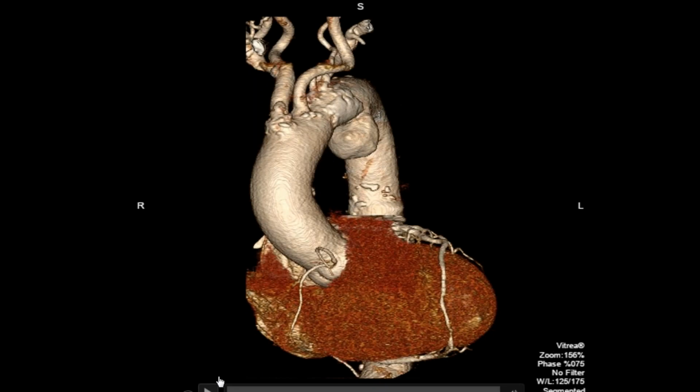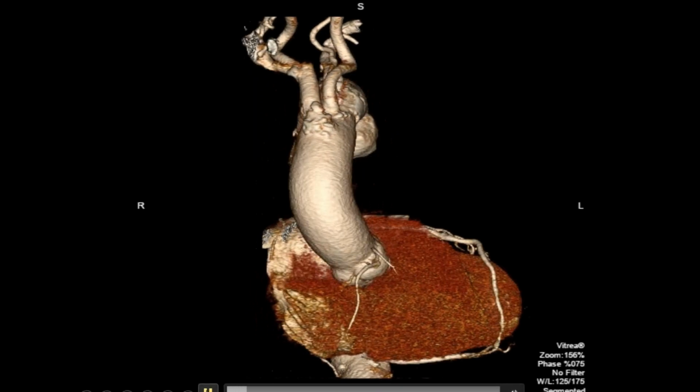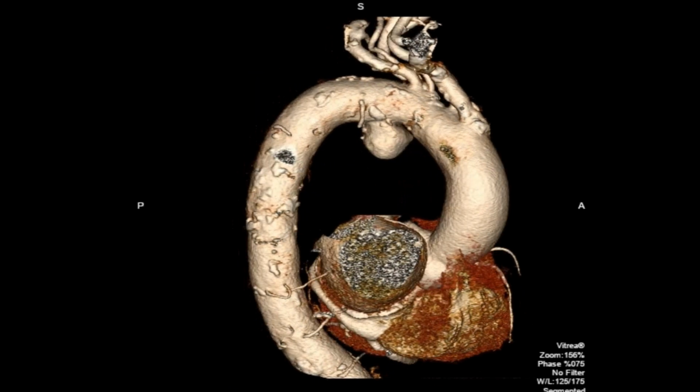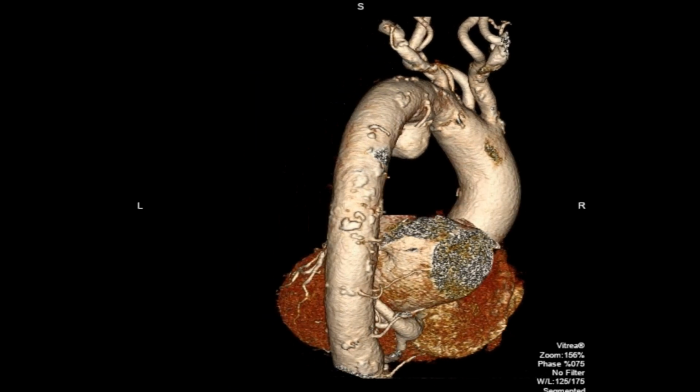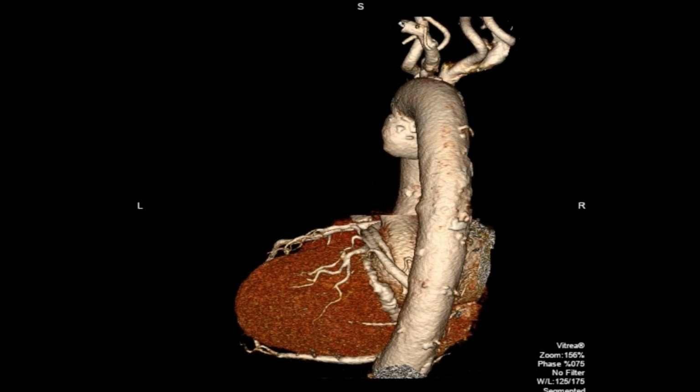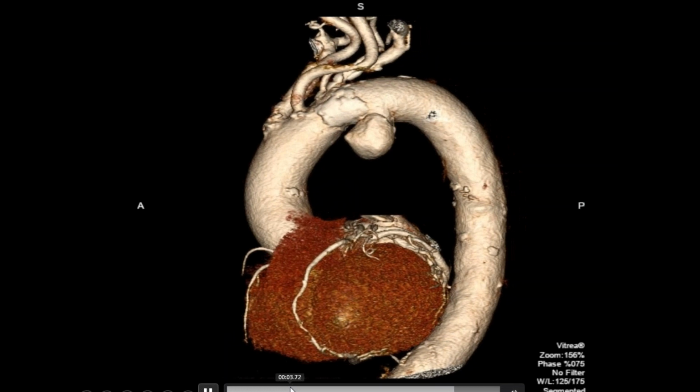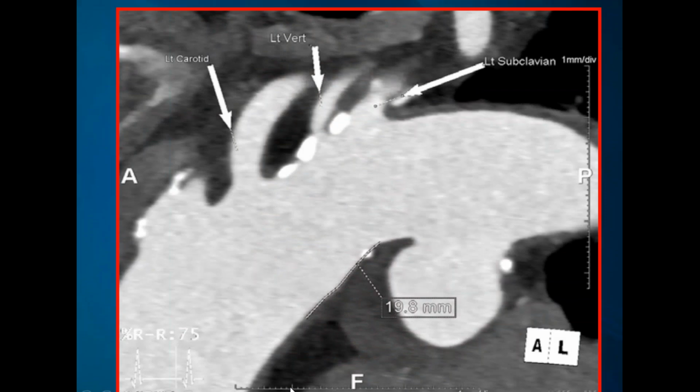This is a 3D reconstruction. Again, looking at the location of the aneurysm, you see that this patient has, instead of 3, 4 arch vessels immediately. I'll show you a better picture of that. This is from my center line of flow.